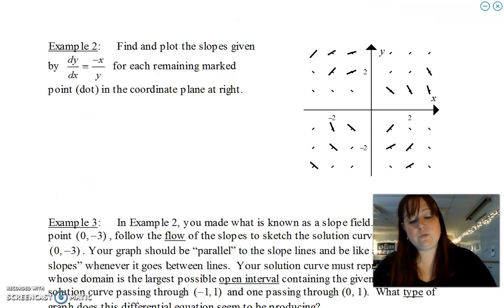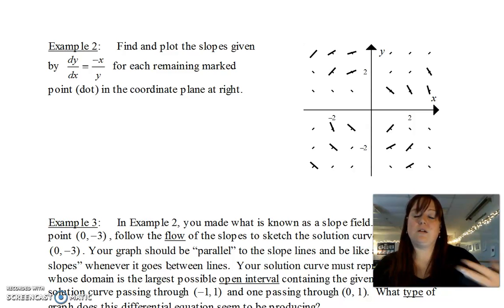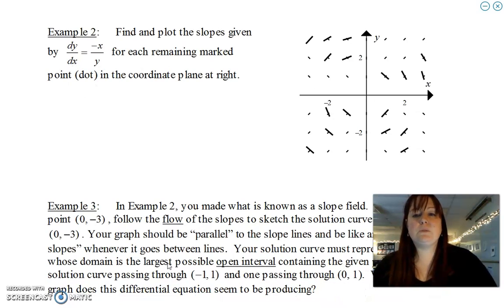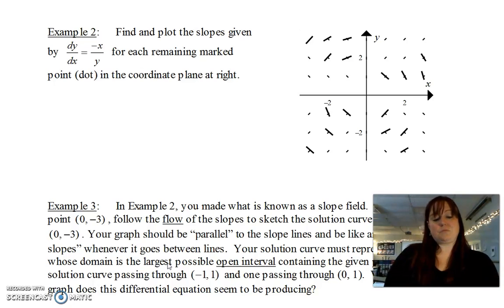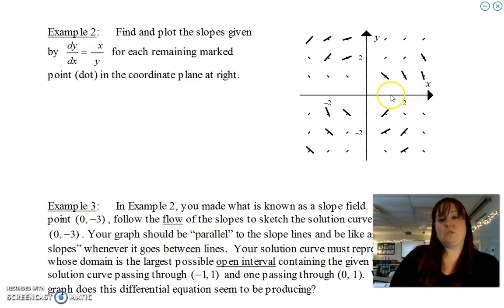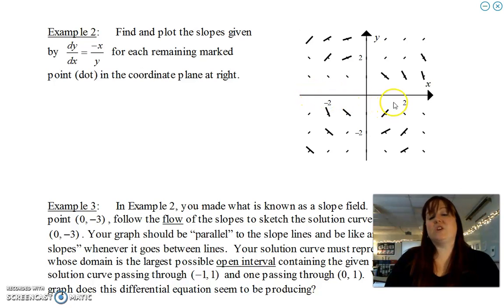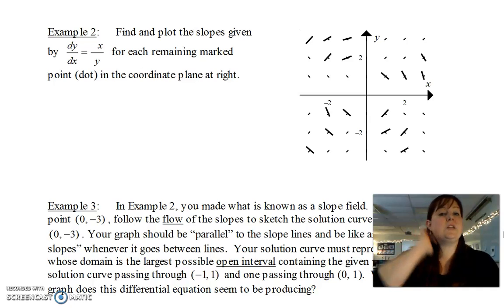So what we're going to do is plot these slopes of this differential equation, and it's already plotted, our book has already plotted some of them for us. If you look at this graph, hopefully you notice that there are no slopes plotted here at y equals 0, because this function does not have defined slopes at y equals 0. So we're not going to have any slopes there, but we're going to look everywhere else.